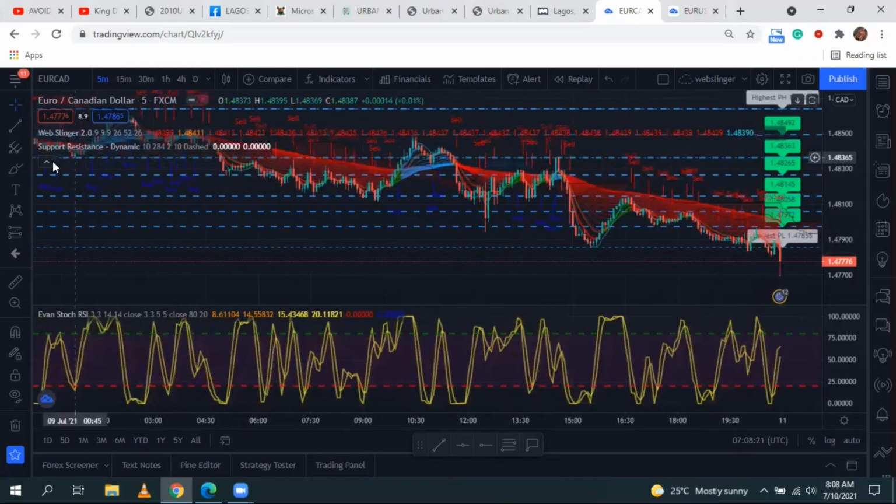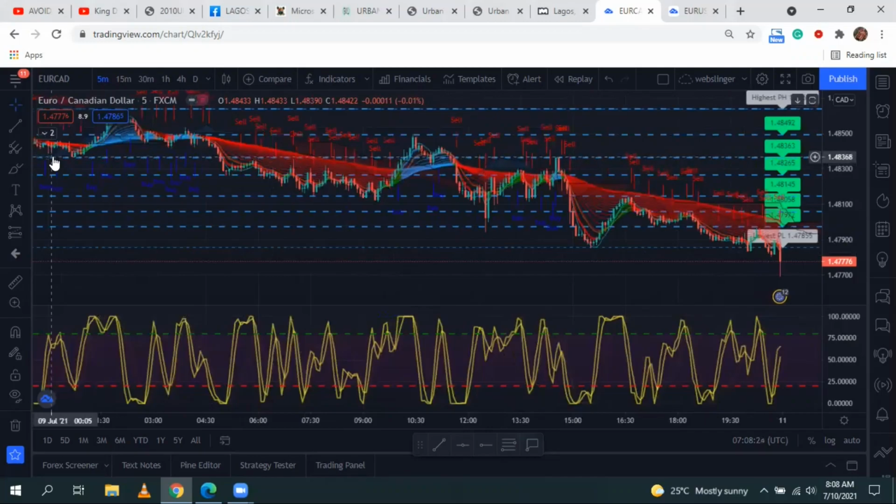You can use any indicator. Maybe you have a favorite indicator of your own that you like, that gives you some kind of information. You can use it as the third one and it will help you filter out more. So this is the Webslinger, and this is how I use the Webslinger.